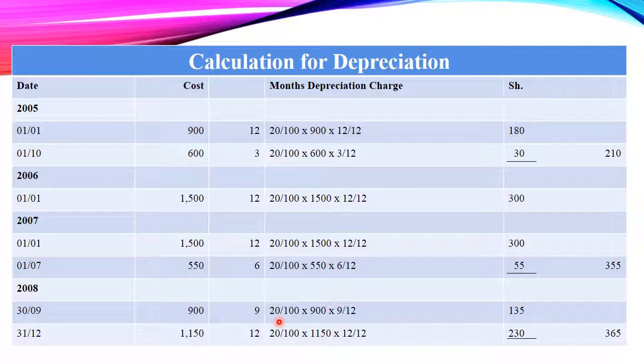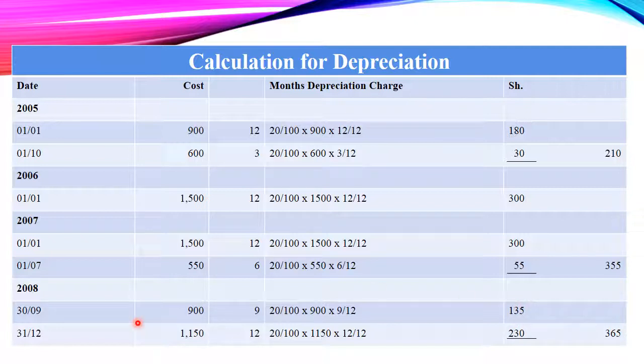So the asset will be in use in 2008 from January up to September when it is sold out, and therefore the depreciation that it will have accumulated before it is sold out on 30th of September will be 20% of 900 multiplied by 9 out of 12, where 9 is the total months that the asset was used in 2008.